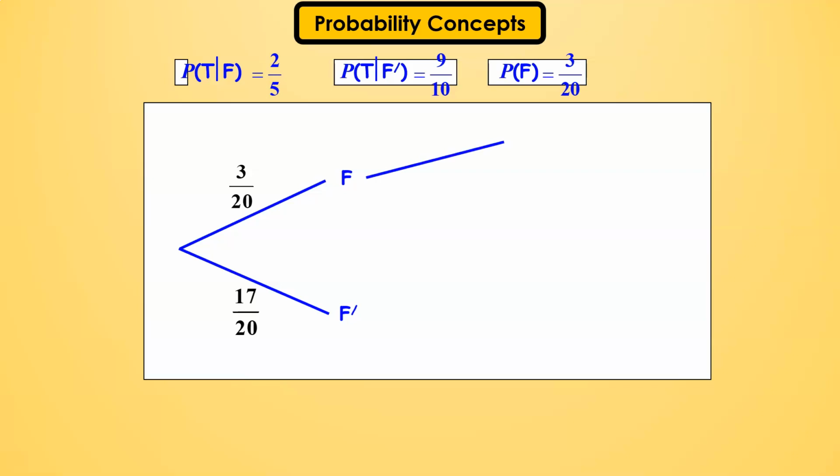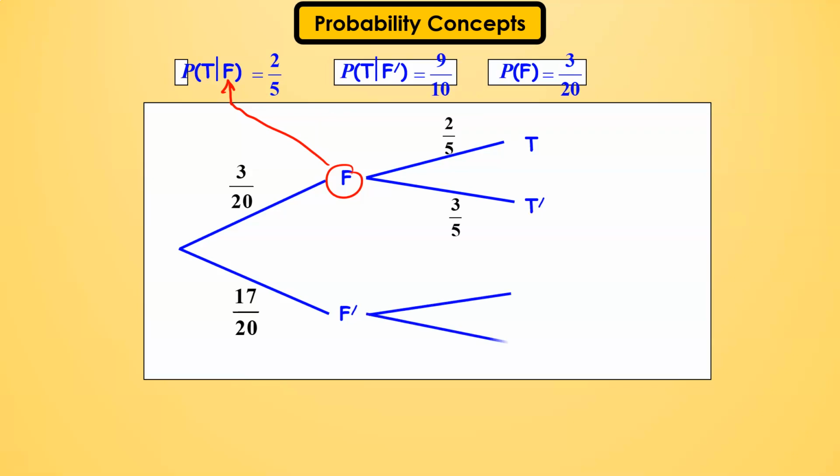So after that, it's whether he gets to work on time or not. On time, so we know, given it's foggy, he's on time 2/5. On time and not on time must add up to 1, so not on time is 3/5. Now with this branch, it's either on time, again, that must go there because this matches that. So given it's not foggy, he's on time 9/10 of the time.